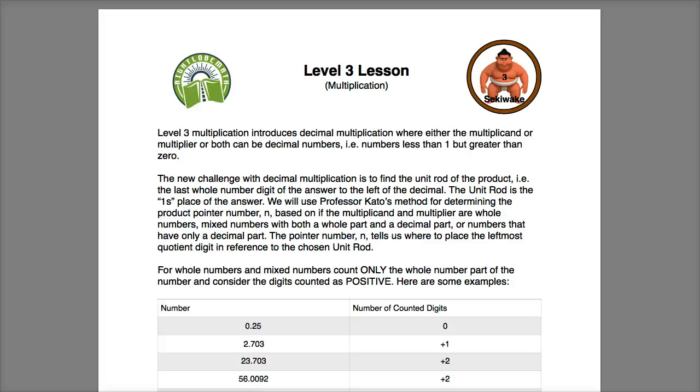So in decimal multiplication, once we choose the unit rod, we need to decide where to place the first digit of the product answer. And to do that, we're going to use this idea of a product pointer number n. And that will be based on counting digits in the multiplicand and multiplier.